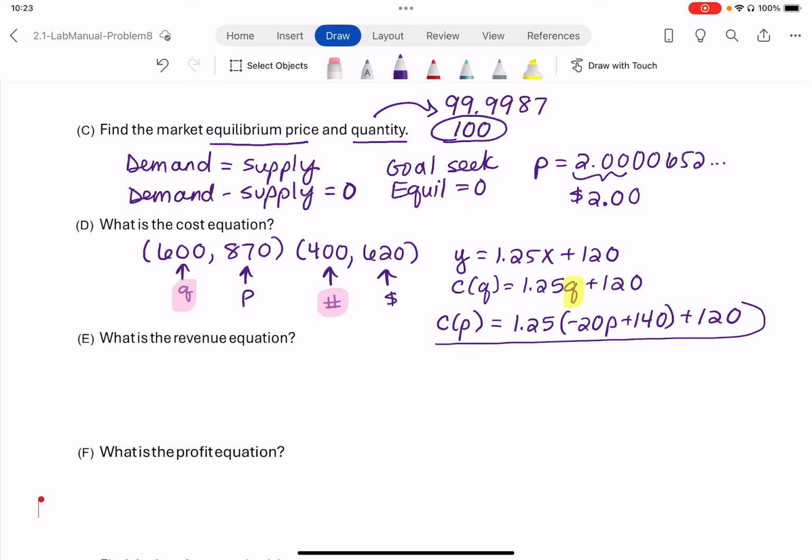And this is what we need. We need a C of P because we have a D of P and an S of P, and our other functions are in terms of P, so we need these variables to be consistent. So now with my revenue, I know I need to do an R of P. And always with revenue, think price times quantity. Our price is P, and our quantity is going to be our demand.